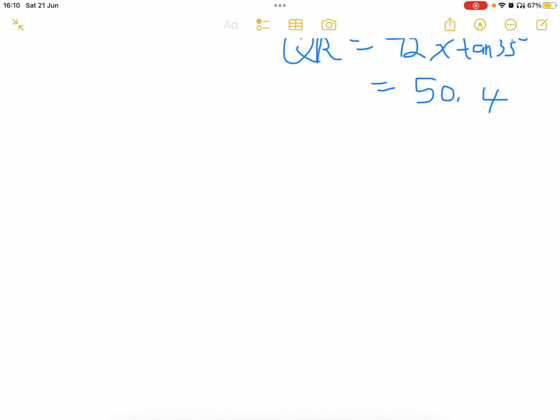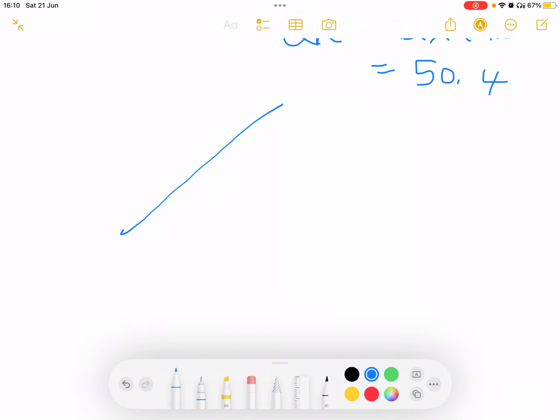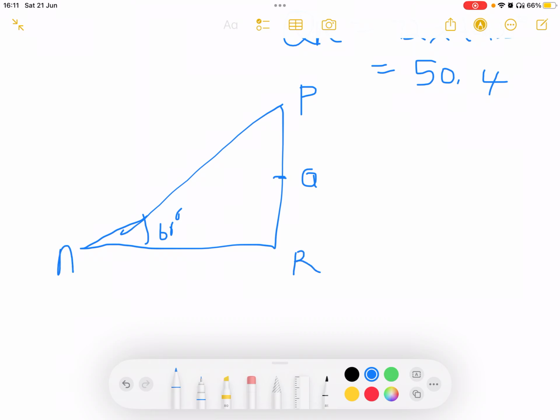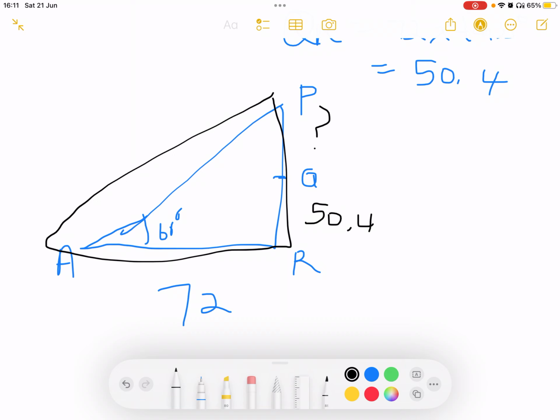The second part is asking us to calculate the value of PQ. Now you have this second diagram, whereby the angle now is 60 degrees and Q is still there, and then P is here, R is here, and A is here. This is 72, and the new one that you just calculated is 50.4, and they want this side here. So our focus will be mainly on this one.